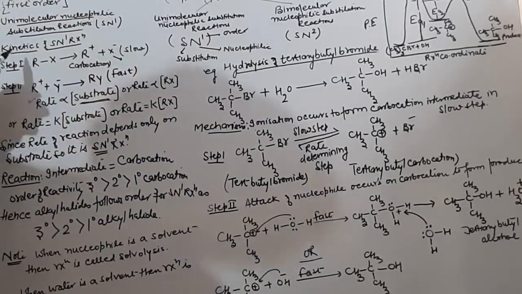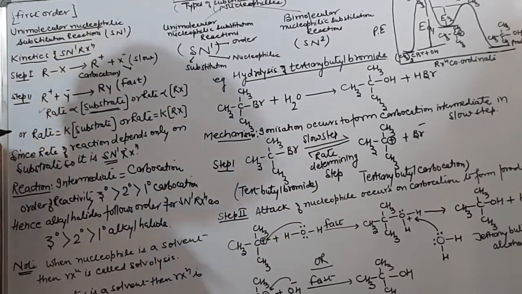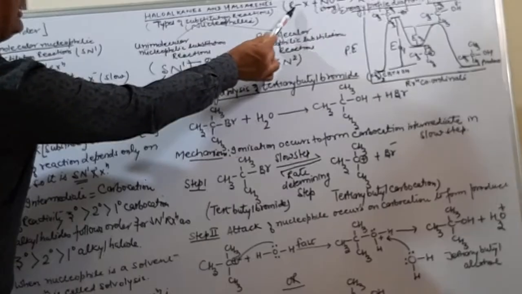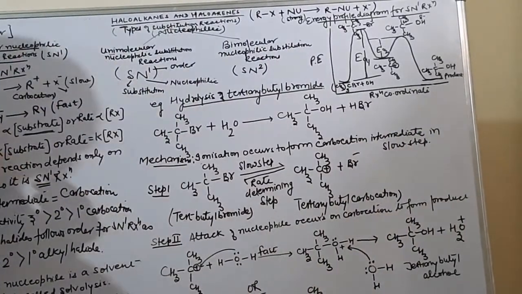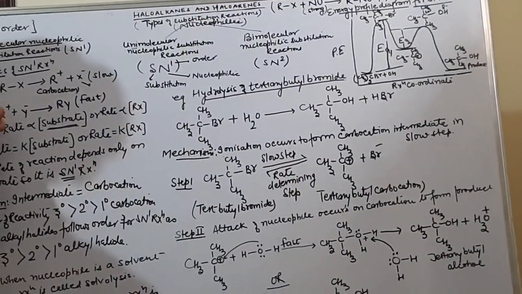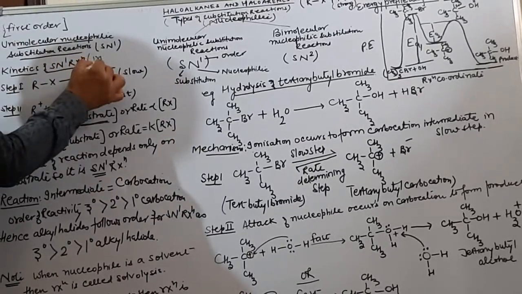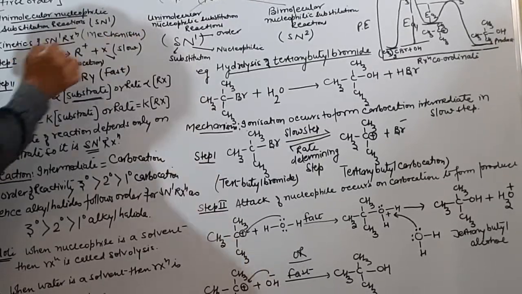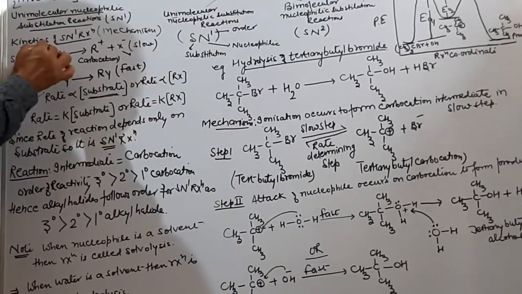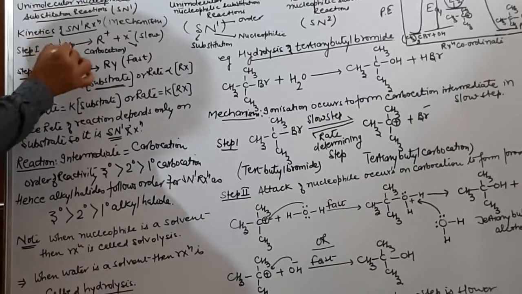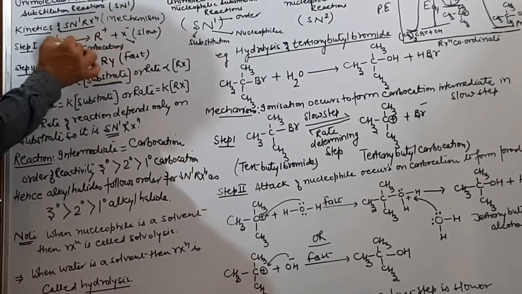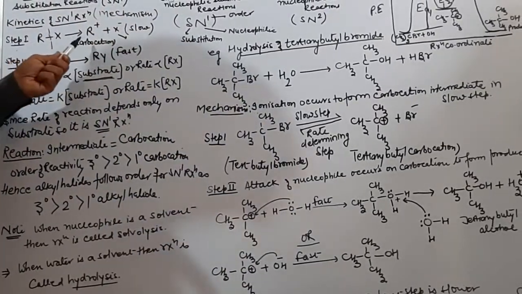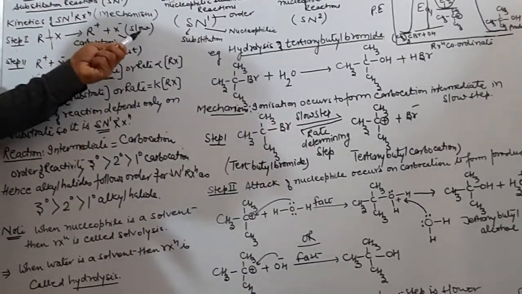Now, if we discuss the kinetics of SN1 reaction, we will try to discuss this reaction: RX plus Nu gives RNu plus X negative. When I say the kinetics of this reaction, I talk about the mechanism of this reaction. Step number 1 will be this alkyl halide undergoing cleavage to form R positive and X negative. And this will be the slow step of the reaction.